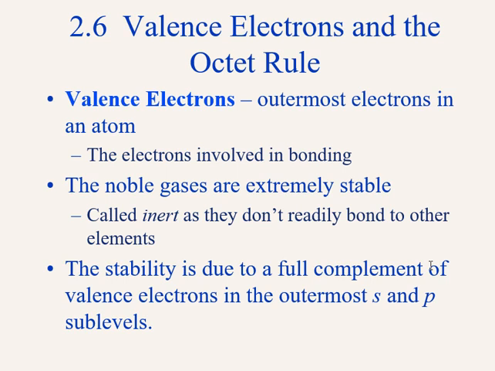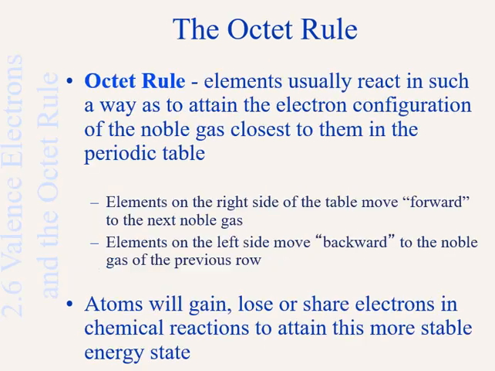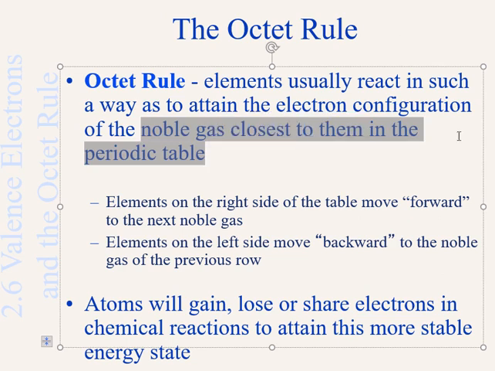Noble gases, if you recall, I mentioned previously that they are unreactive. They are very stable. We call them noble because they refuse to participate in bonding with other compounds, with other elements. And we say that they are inert because they don't readily bond to other elements. The reason behind it is that they have a valence of 8 electrons. And that's what gives birth to the octet rule. The octet rule states that elements usually react in such a way as to attain the electron configuration of the noble gas closest to them in the periodic table.